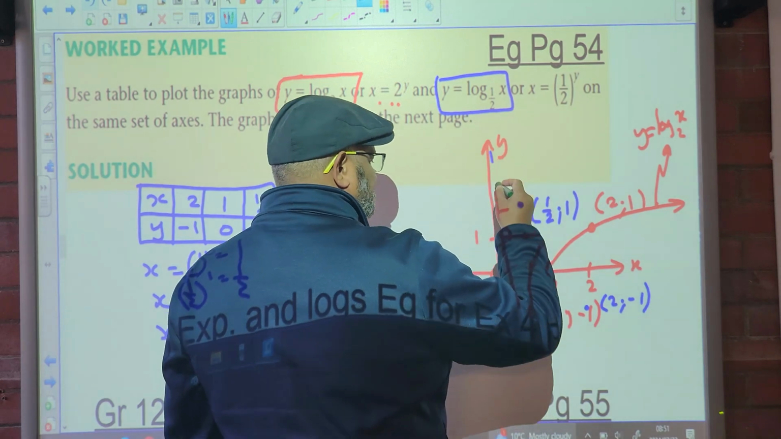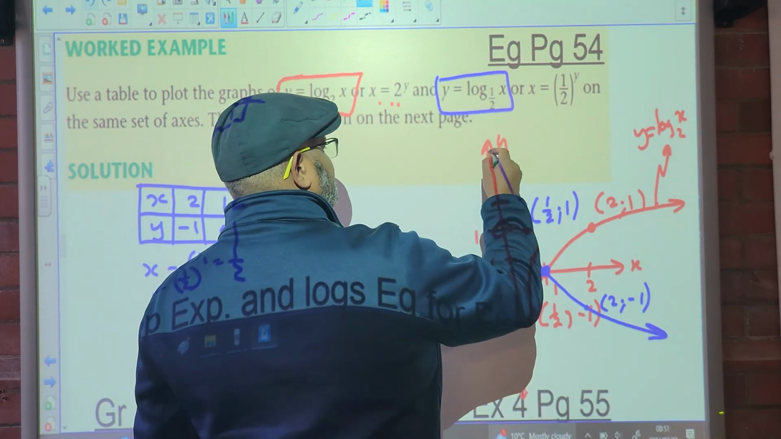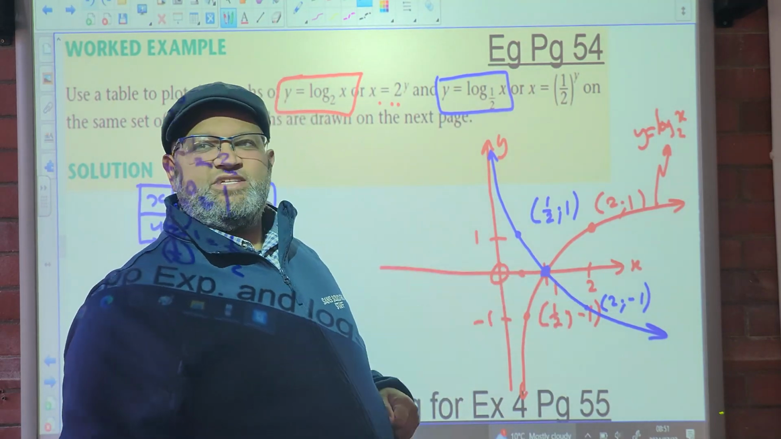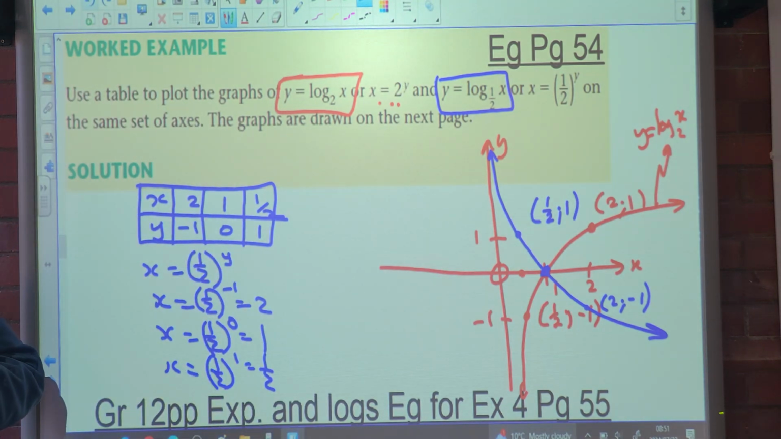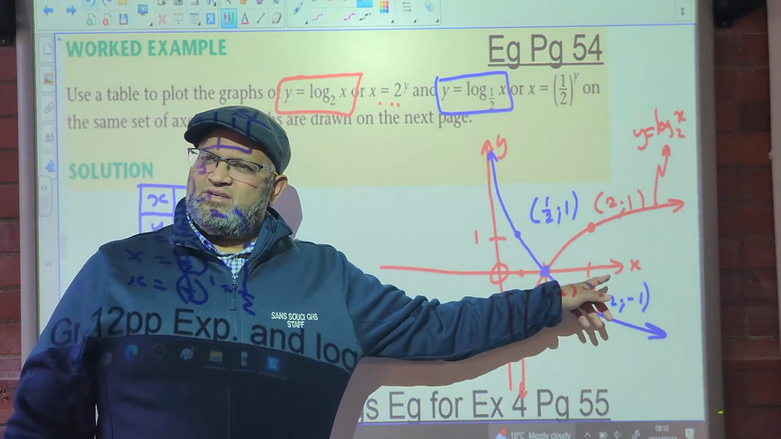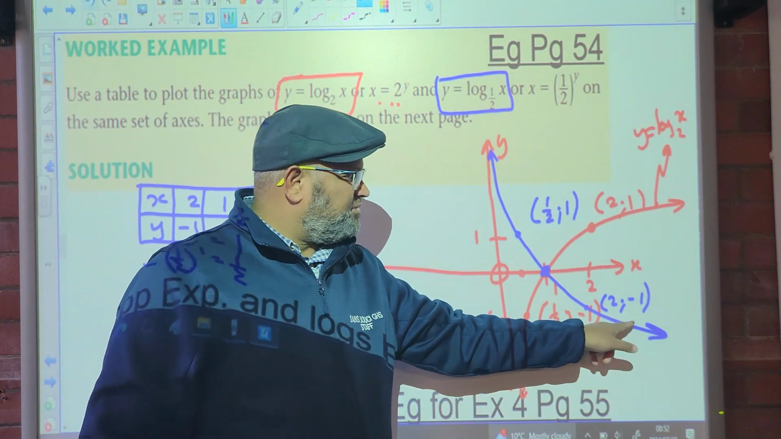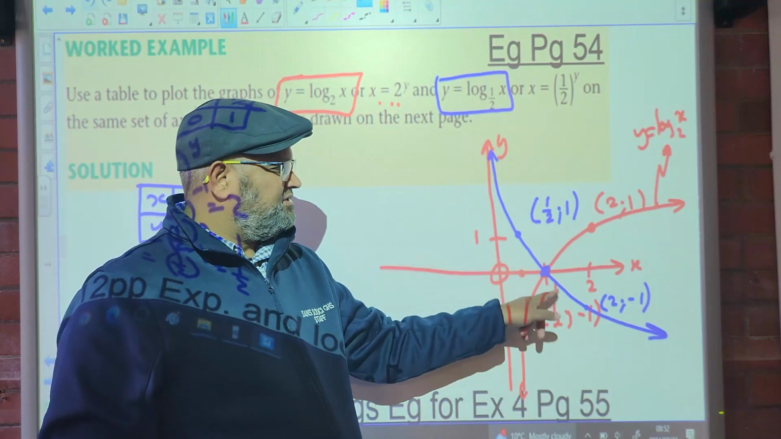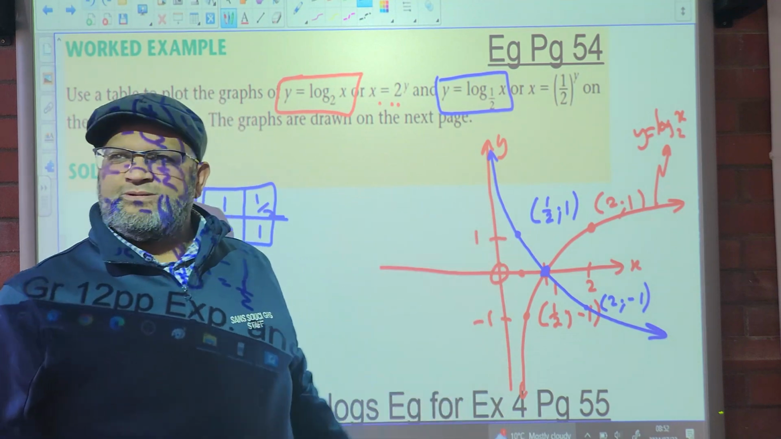What do you notice here? The graph is decreasing. But what we also notice about these graphs, this graph is actually reflected in the what? X-axis. Yes, can't you see it? This part here falls exactly onto this part of the graph. It's not a different shape. This part of the graph falls exactly onto this part.